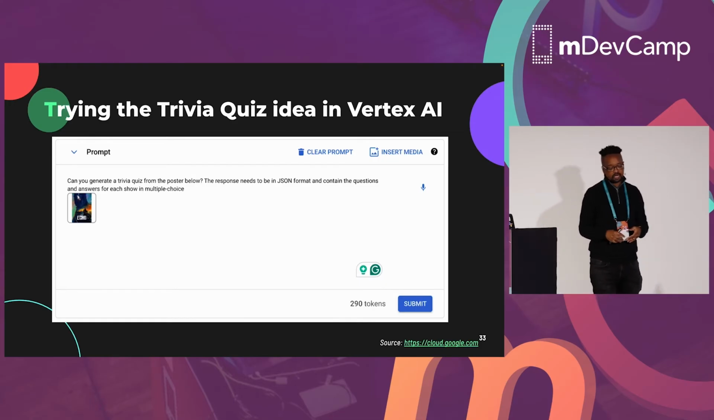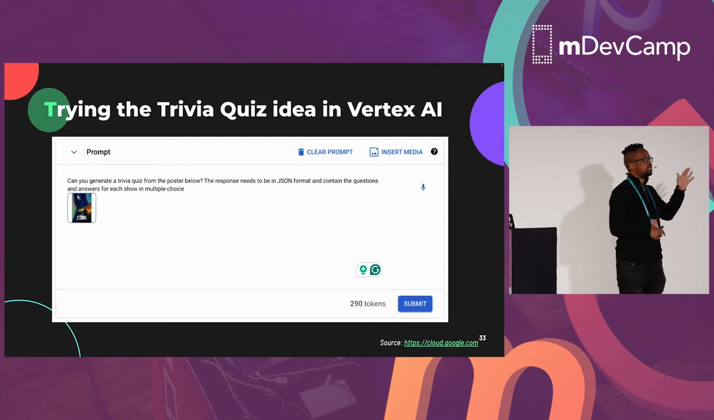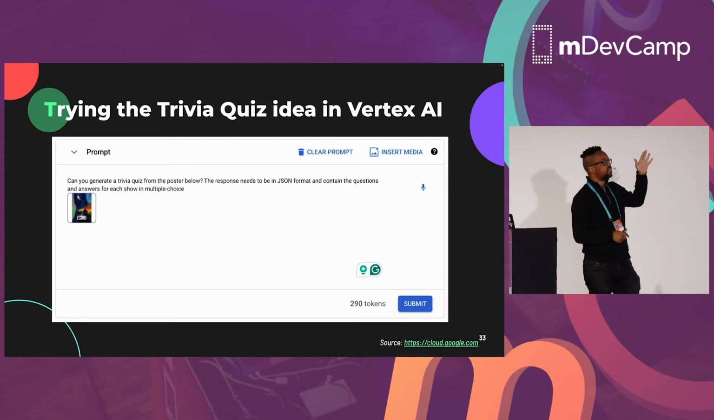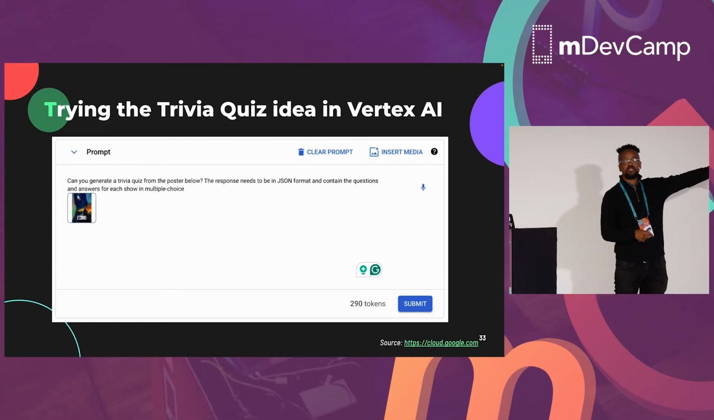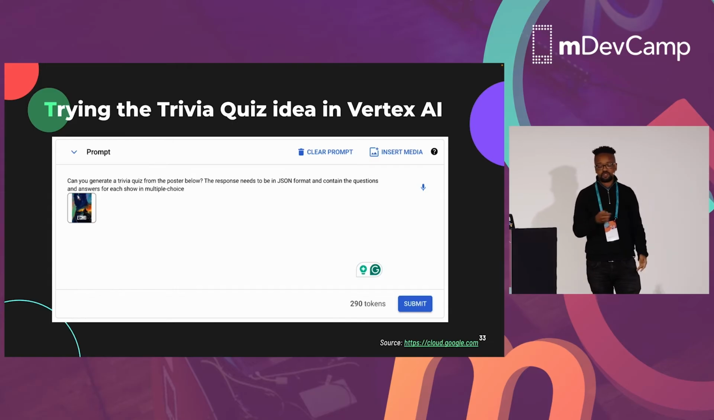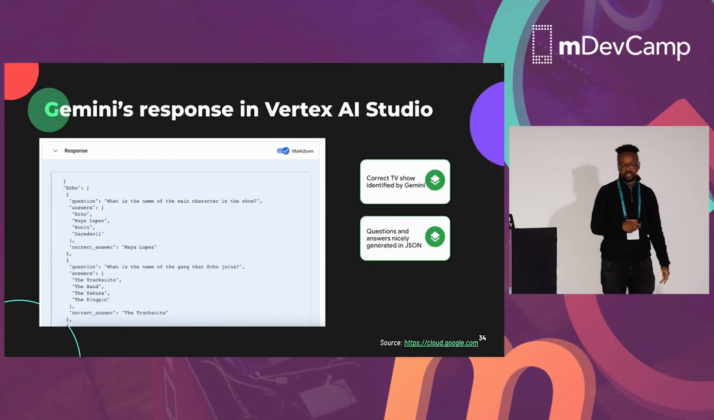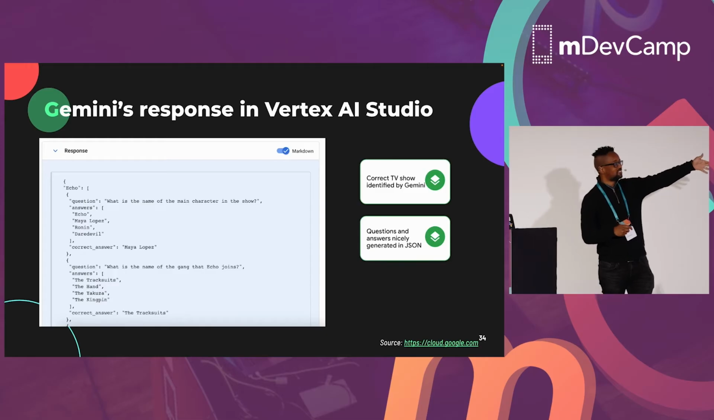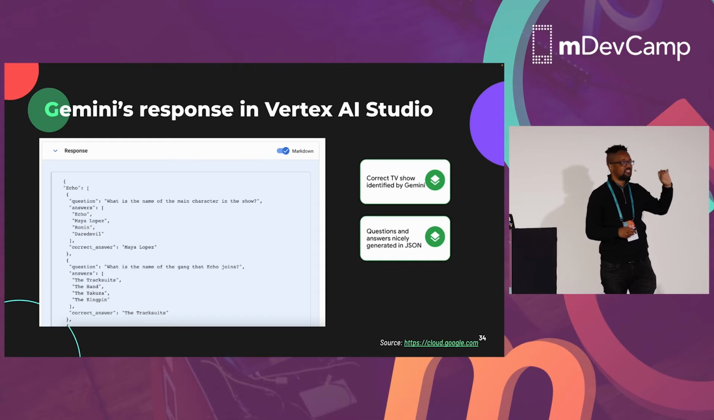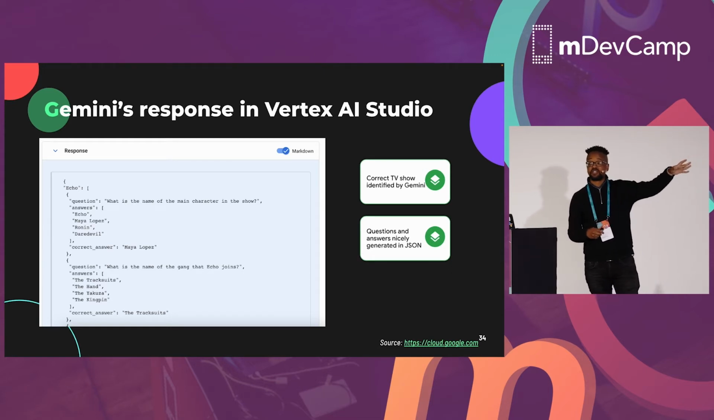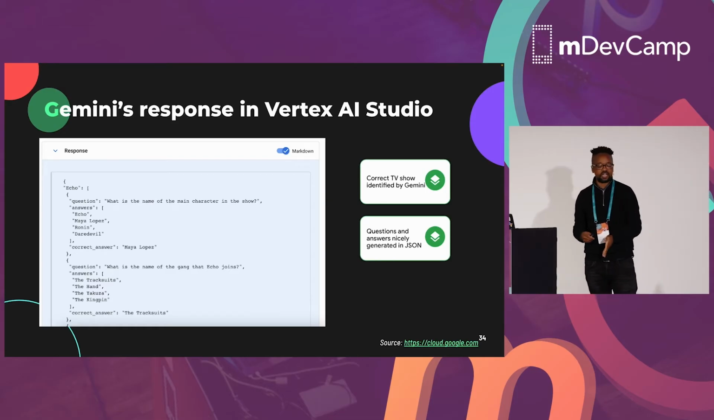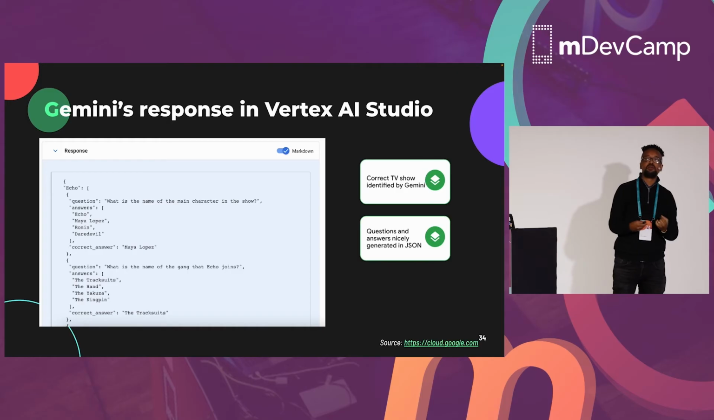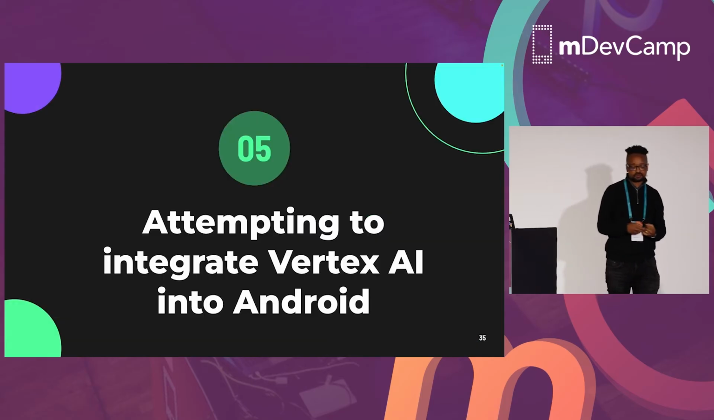So I said, can you generate a trivia quiz from the poster below? The response needs to be in JSON format and contain the questions and answers for each show in multiple choice. And then I gave it that image, which is a TV show called Echo, which was on Disney+. And then it actually responded with a quiz in JSON format. And this was actually promising because I thought, nice. It correctly identified the TV show that I gave it. As you can see, the questions relate to that TV show. So it actually got it right, which gave me hope that I might be able to actually build this feature.